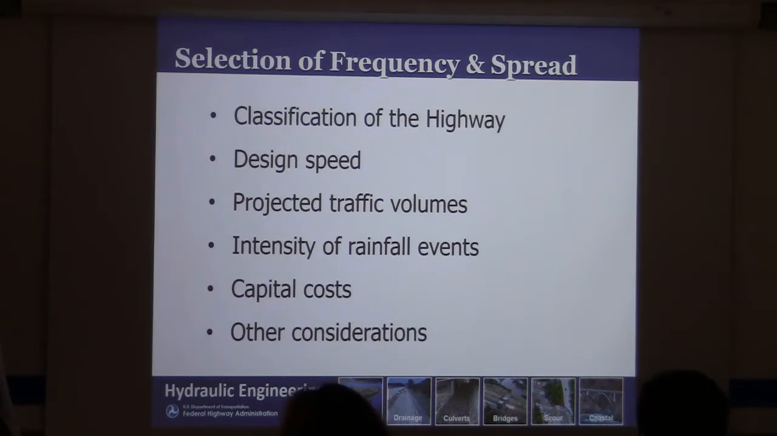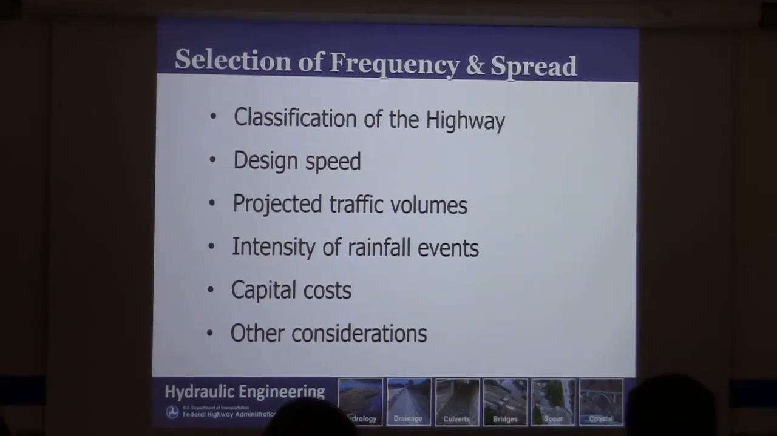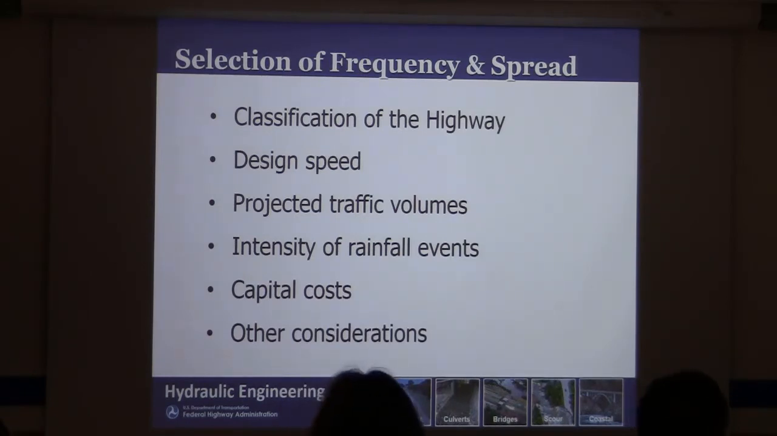Your design speed, you need to know that. Is it over 45 miles an hour or under 45 miles an hour? Projected traffic volumes, mostly because of cost. This road is probably in the planning process, but they might be widening the road for projected travel, and you're taking that into account when you're looking at how much spread you're going to allow. Intensity of those rainfall events, we kind of talked about that before.